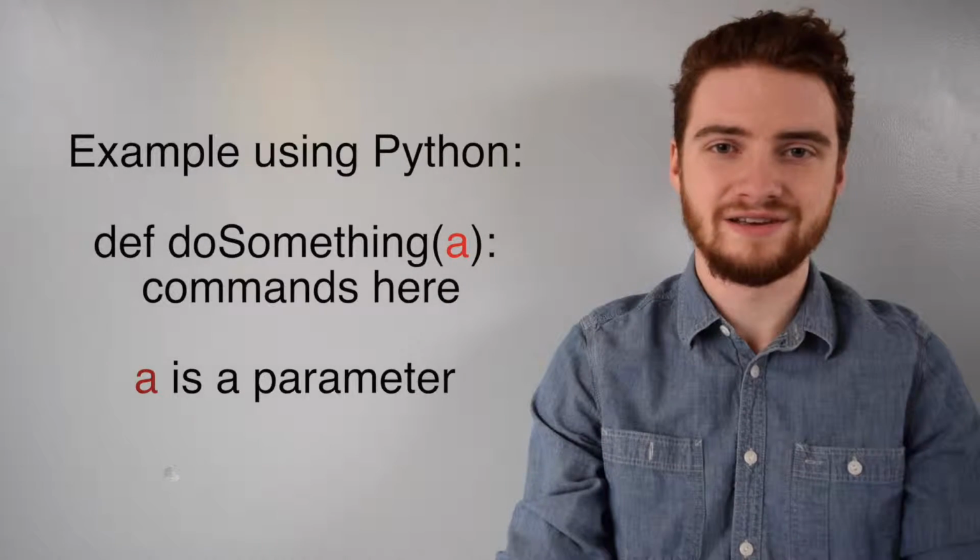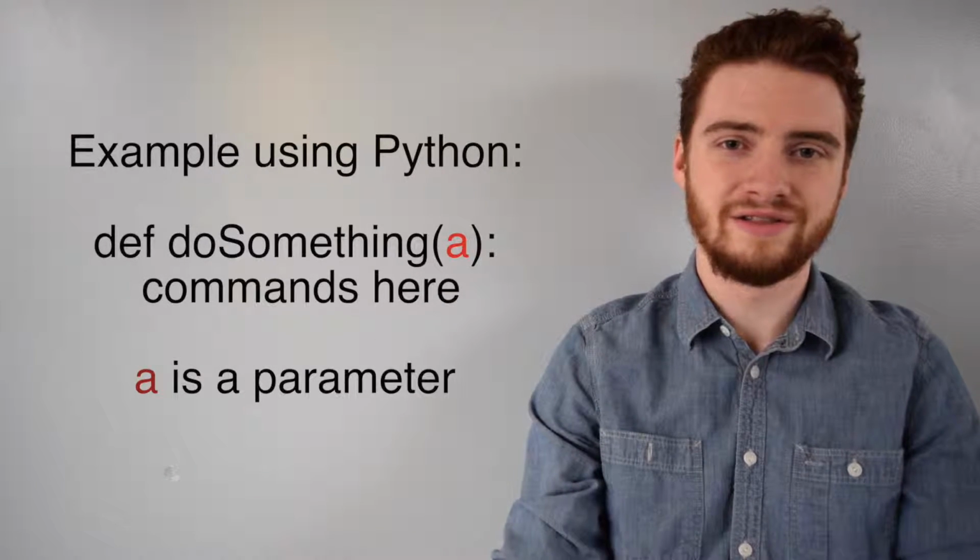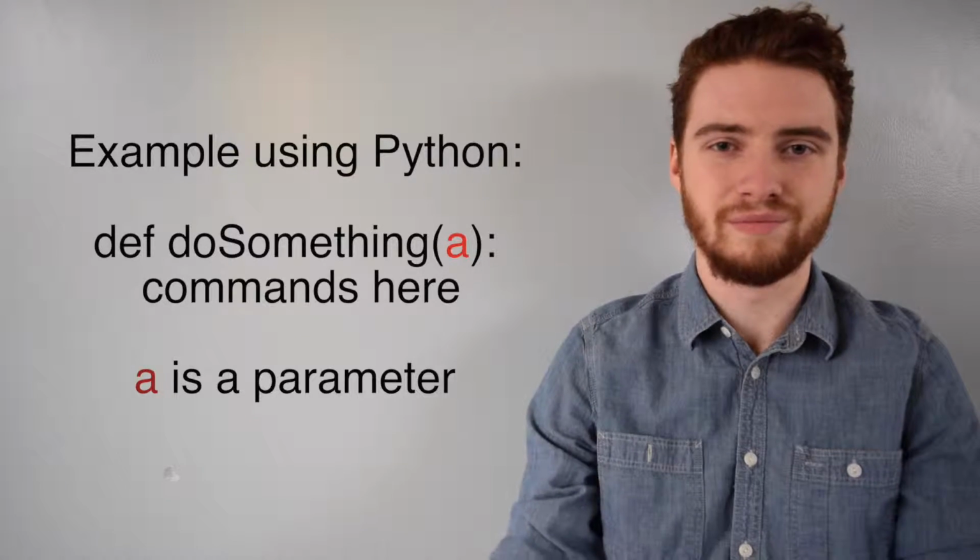Functionally, parameters are kind of like variables, just with a different name. You declare them at the start of your method and proceed to use them throughout the body of the method.